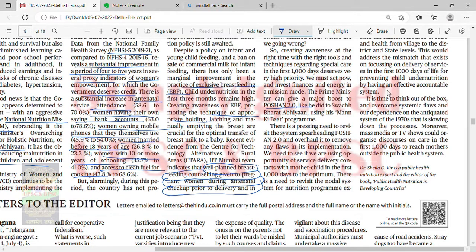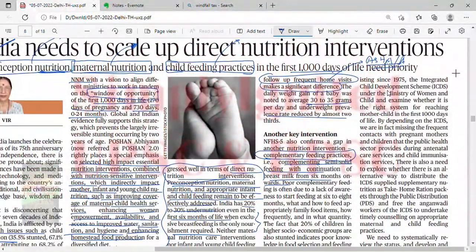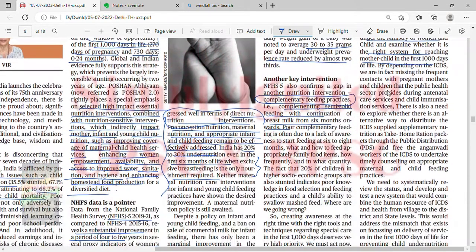We need to see if we are using the opportunity of service delivery contact with mother and child in the first 1000 days to the optimum. There is a need to revisit the nodal system for nutrition programs, placed in ICDS under the Ministry of Women and Child, and examine whether it is the right system for reaching the mother and child. By depending on ICDS, we are in fact missing the frequent contacts with pregnant mothers and children that the public health sector provides during antenatal care services and child immunization services.